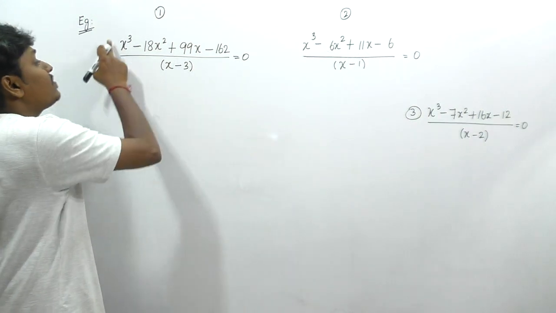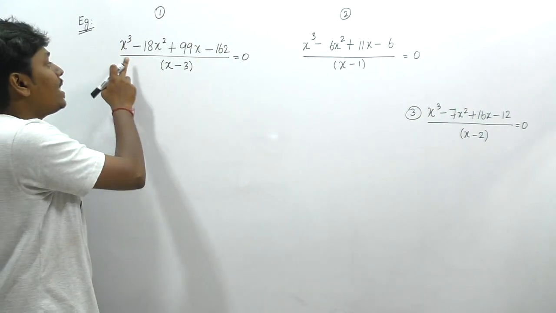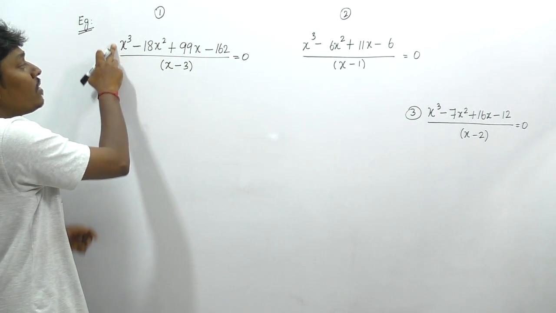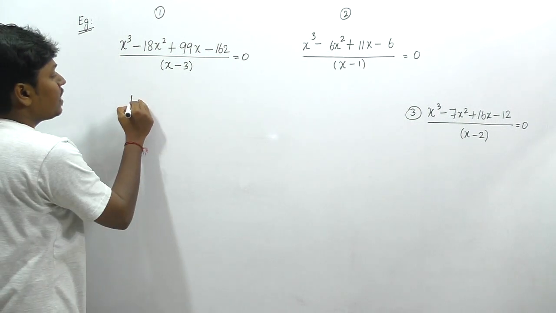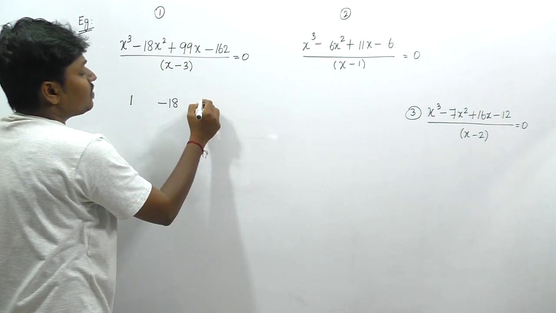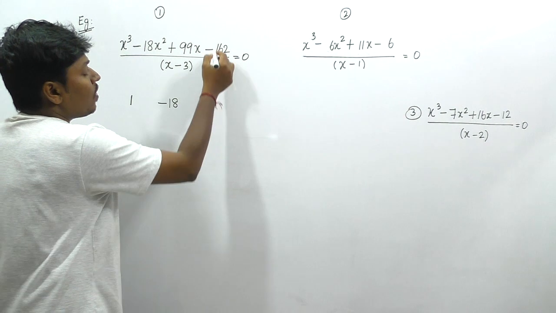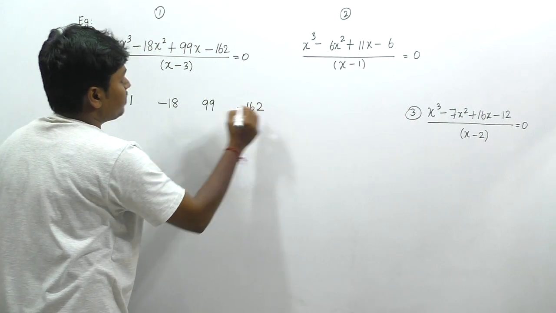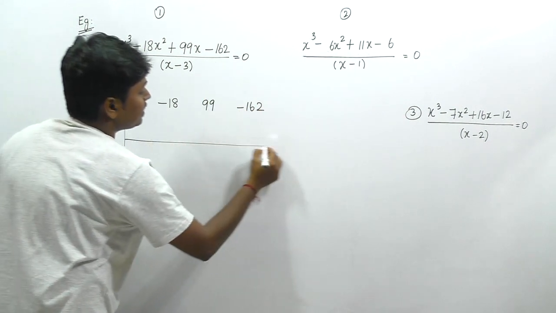First, let me take the numerator part alone. Here it is x cube. The coefficient of x cube is 1, then the coefficient of x square is minus 18, the coefficient of x is 99, and the constant is minus 162. So we need to solve this using the synthetic division method.